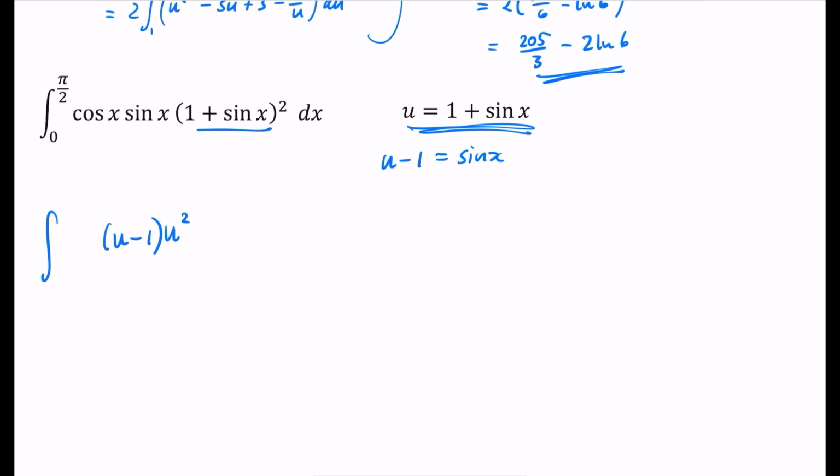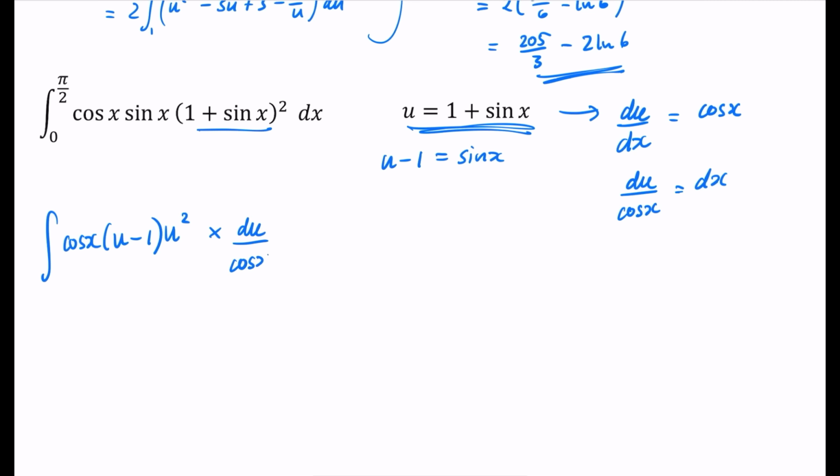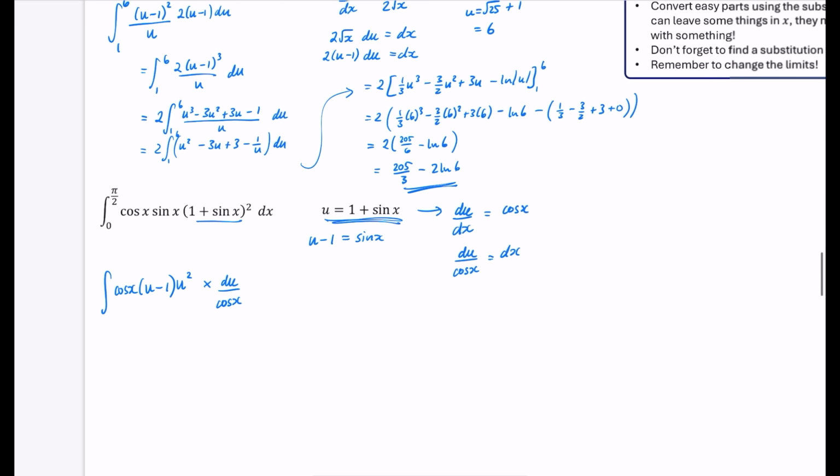This cos x doesn't feel like an easy one. So I'll tell you what, I'm going to leave it, and it might cancel out with something in just a second. Now, if I differentiate this, I get that du dx, the 1 goes to nothing and sine x goes to cos x. So rearranging, du divided by cos x, the cos x comes down and the dx comes up, and we get du over cos x. So actually not finding out what cos x was really helpful.